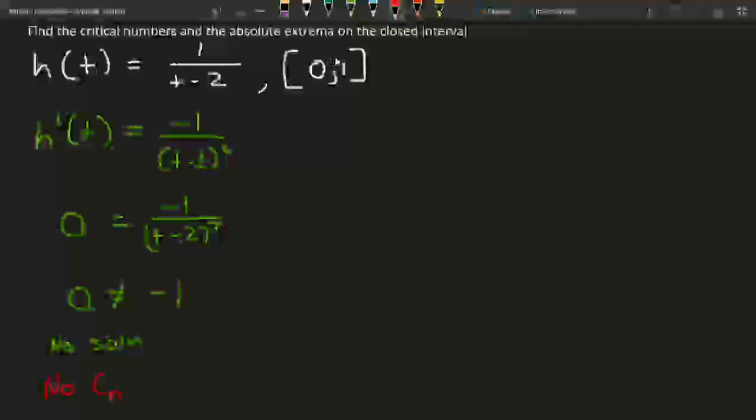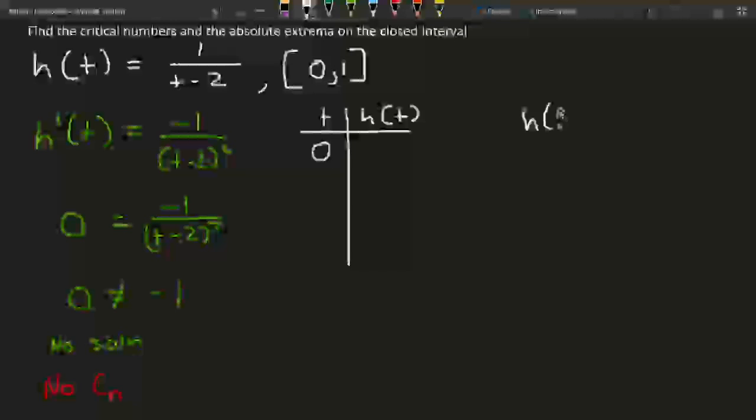So, there are still the endpoints of the function left. So, let's try to do those now in a table. T, h of t. So, if we plug 0 in, we get that h of 0 is equal to 1 over 0 minus 2, which is just 1 over negative 2. So, this is negative 1/2.